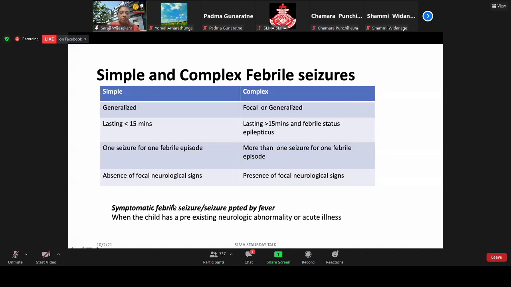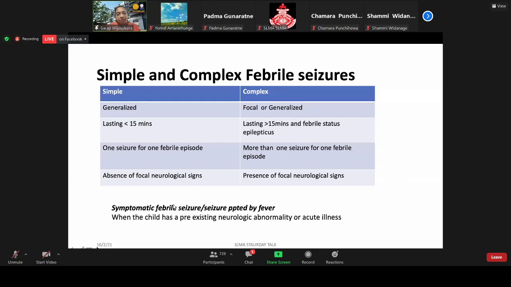So when we look at a febrile seizure, we know that we divide it into two types, the simple and the complex febrile seizures. Simple, as in our child who presented to the ward, is generalized, lasting less than 15 minutes, one seizure for one episode, and there are no focal neurological signs. Complex means it could be focal or still generalized, lasting more than 15 minutes, and febrile status epilepticus is also included in the complex variety.